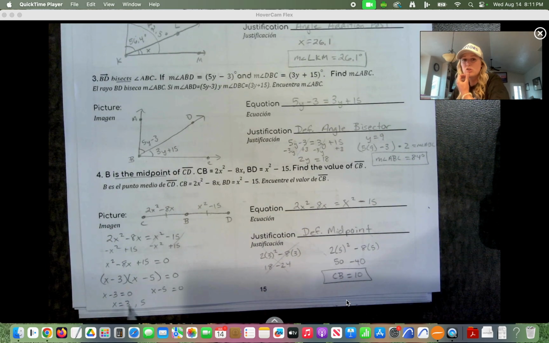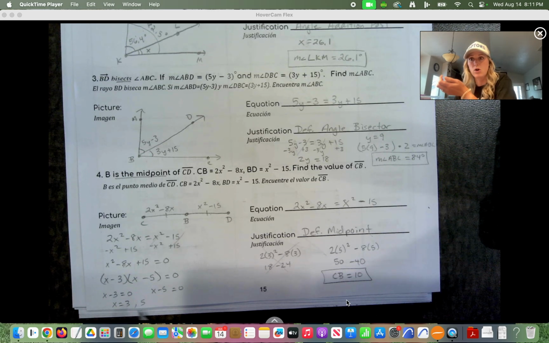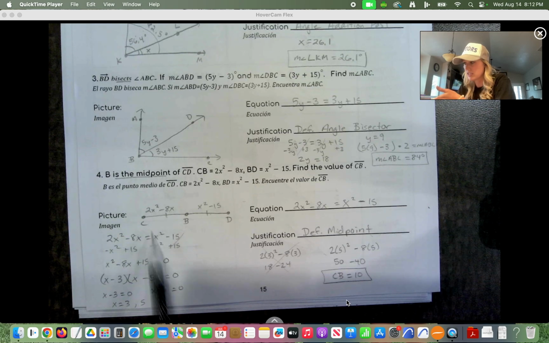So we do always get 2 solutions whenever I have a quadratic and it factors like this, but it's important to check both of them because a lot of times we might not get both of them to work. Especially in geometry, if we're talking about a length or a measurement, it needs to be a positive measurement. So in this case, we had to use 5.